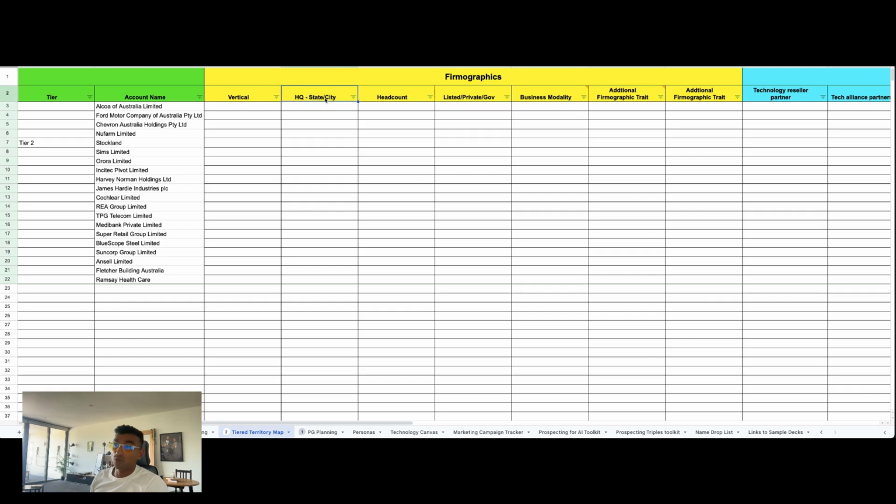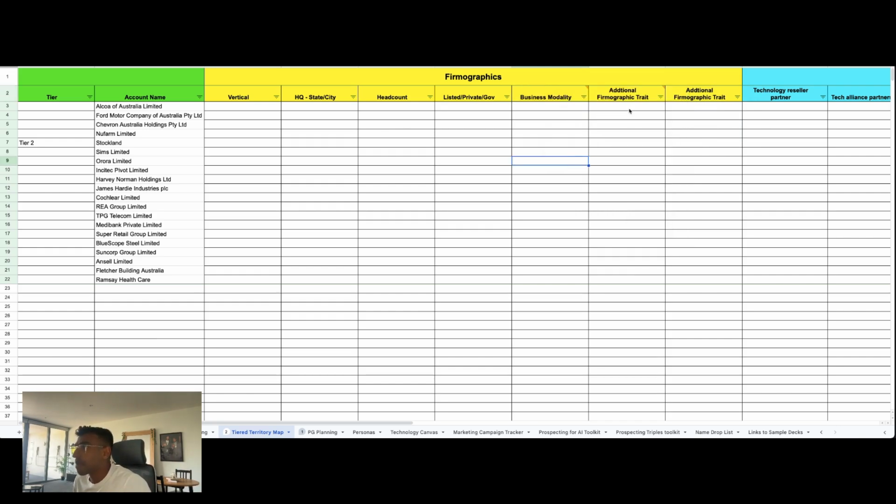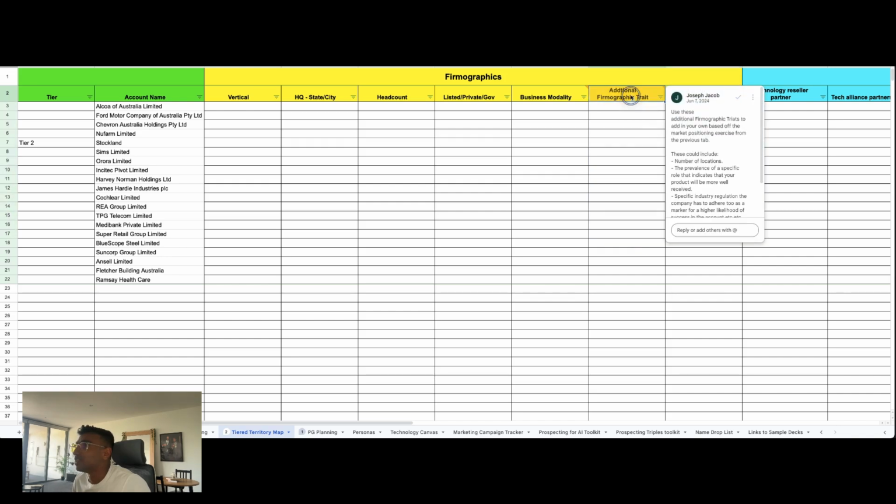So maybe headquarter and state isn't really important to you. Maybe whether or not it's government or non-governmental is not important to you. I always made that delineation because a listed company versus a private company versus a government organization, they all had different risk profiles. So I did pay attention to that. That was also one of my factors. Business modality, I'll come back to business modality. Then add in any additional firmographic traits over here.